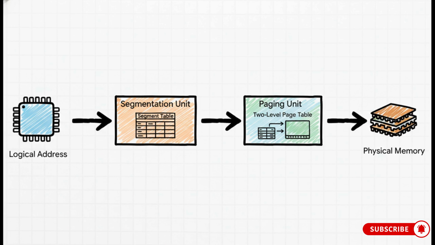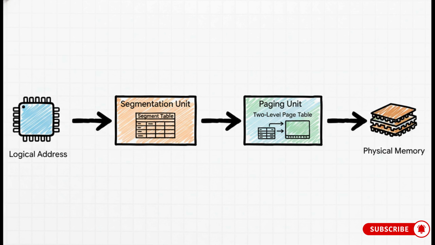A logical address first goes to a segmentation unit, which translates it to an intermediate address called a linear address. Then, that linear address is fed into the paging unit, which uses a two-level page table, just like we talked about, to get the final physical address. It's a classic engineering trade-off. You get the best of both worlds. You get the logical separation and protection from segmentation, and you get the memory efficiency from paging.